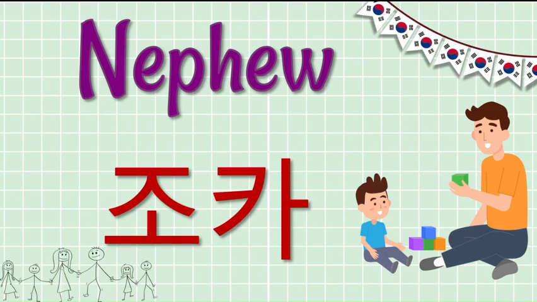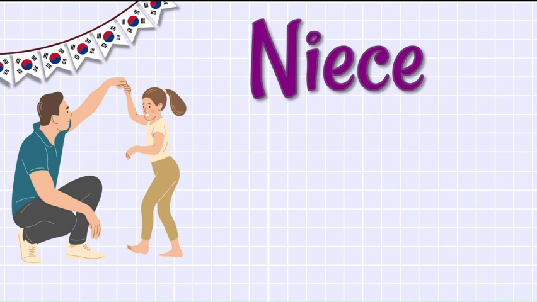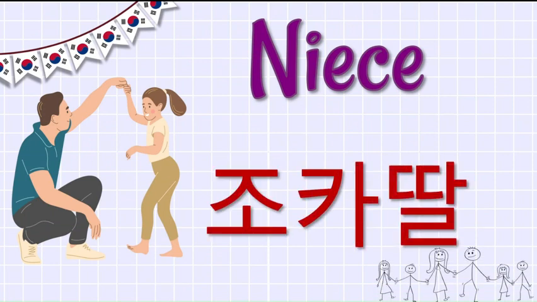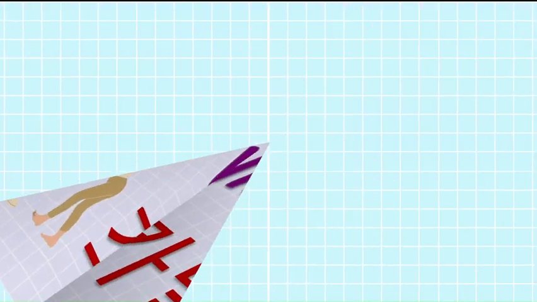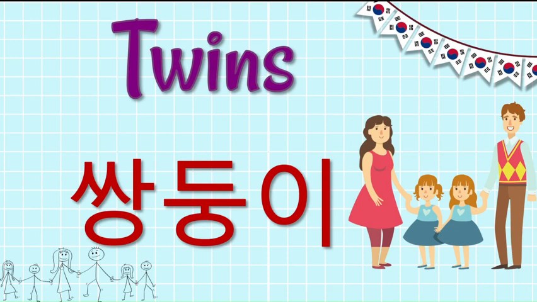Here comes the next word, nephew, and in Korean it is called 조카. 조카. Next comes the Korean word for niece, and that is 조카딸. 조카딸. One more thing, you will notice that sometimes 조카 is also used for niece. So 조카 can mean both nephew and niece, but to be specific, niece is called 조카딸.